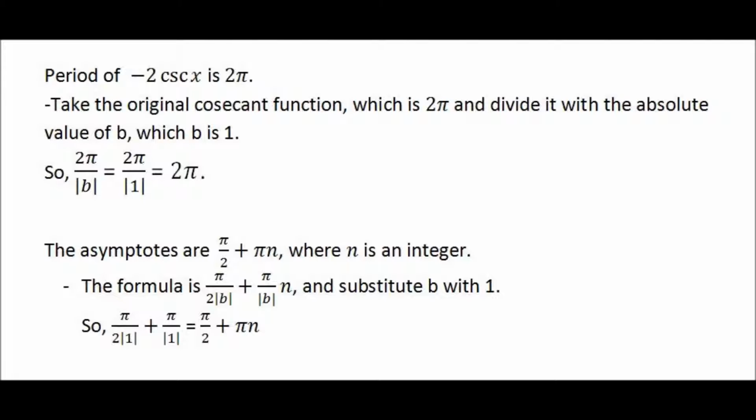To find the asymptotes, we need to use the formula of pi over 2 times the absolute value of b, plus pi over the absolute value of b. We got pi over 2 because the asymptotes of both the original cosecant and transform function happen at pi over 2 and its multiples with a period of pi. Our asymptotes, since b is equal to 1, for the transform function will be pi over 2 plus pi n, where n is an integer.